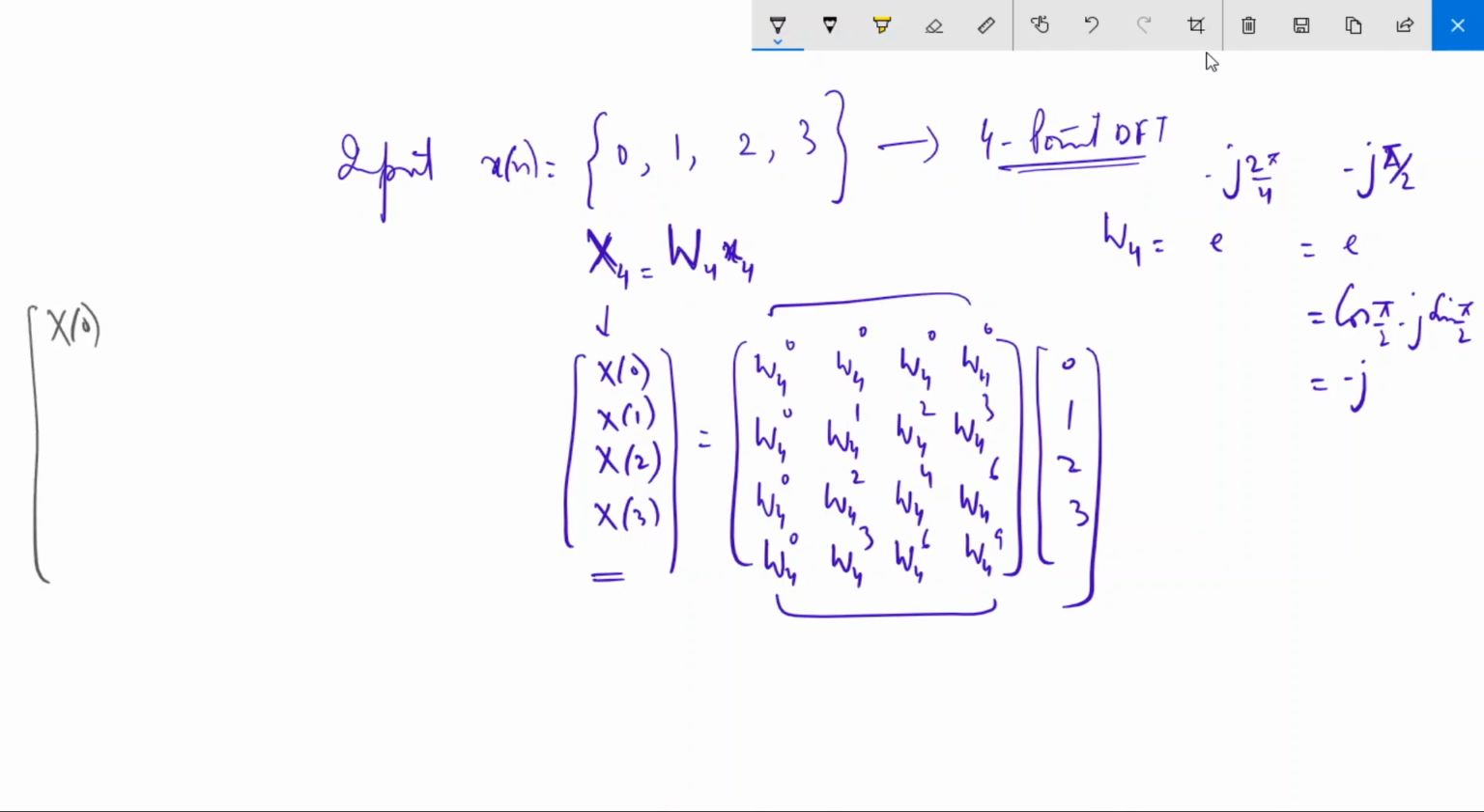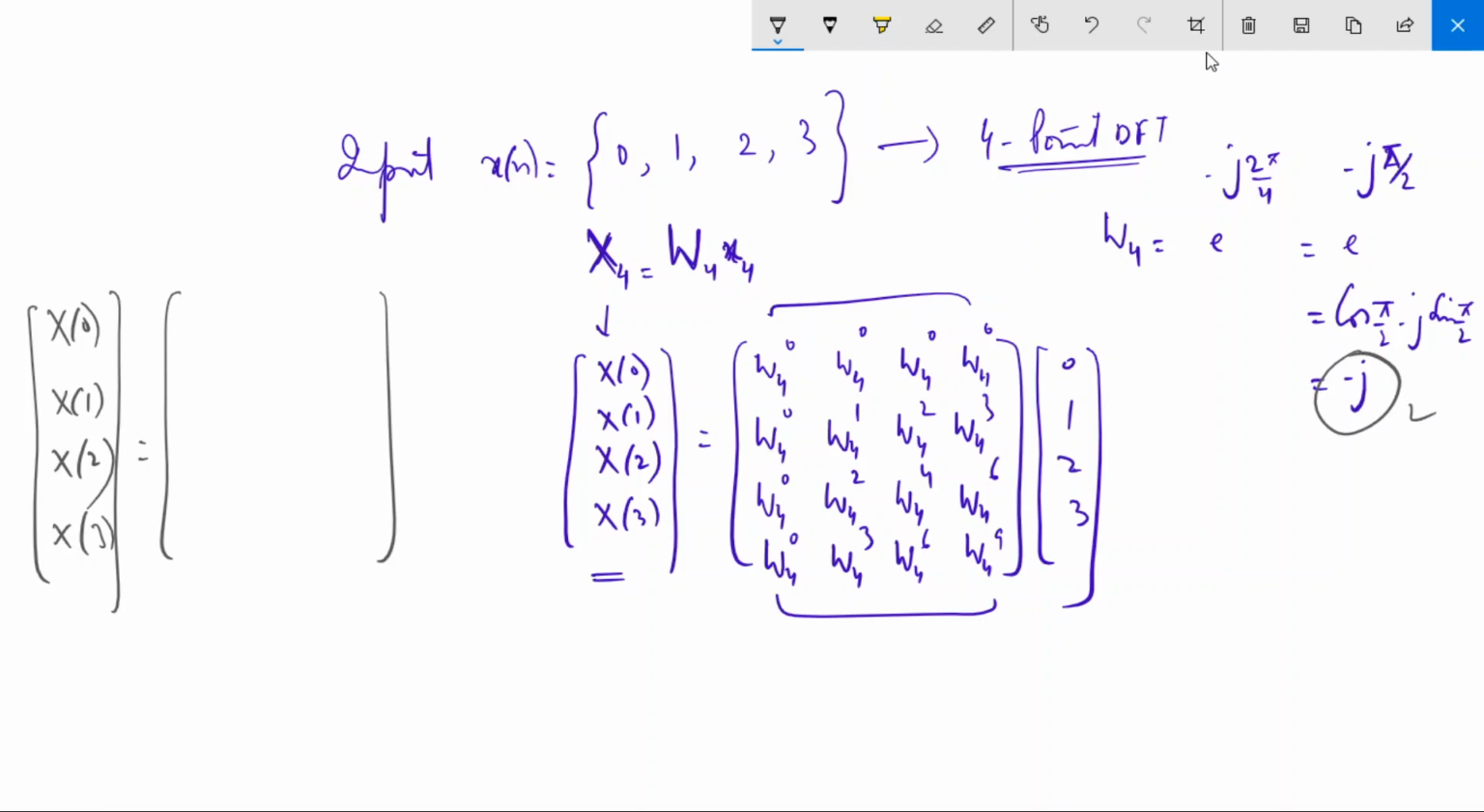Output is x0, x1, x2, x3, and this matrix, so W4 is minus j, so to the power 0, first row is 1, 1, 1, 1, and this is 0, 1, 2, 3. The second row elements, W4 to the power 0, it is 1, then to the power 1 it is minus j, then W4 to the power 2, so minus j square, it is equal to plus j square, and j square itself is minus 1, so it is minus 1.